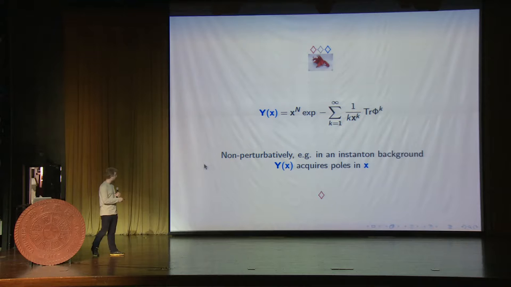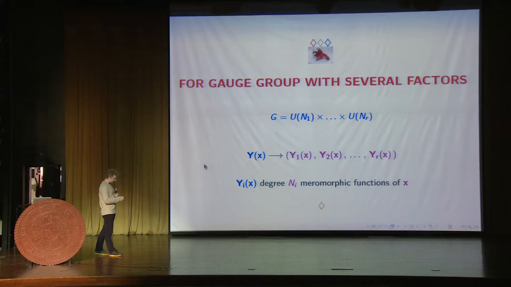And the larger the number, the more poles it has. And analogously, if you have several gauge factors, several U(N) factors, then you will define several such observables, and they will all get poles in the instanton backgrounds.